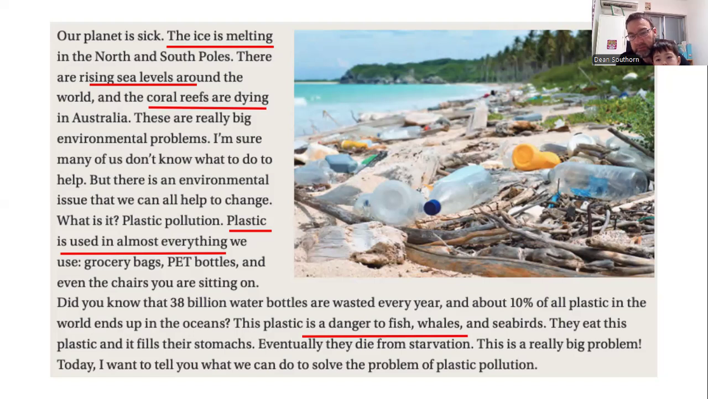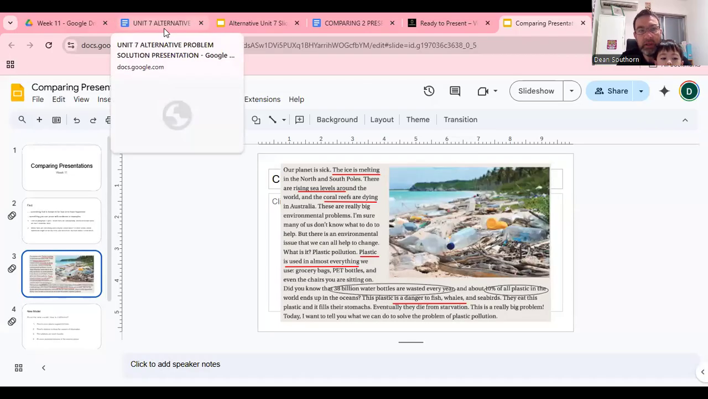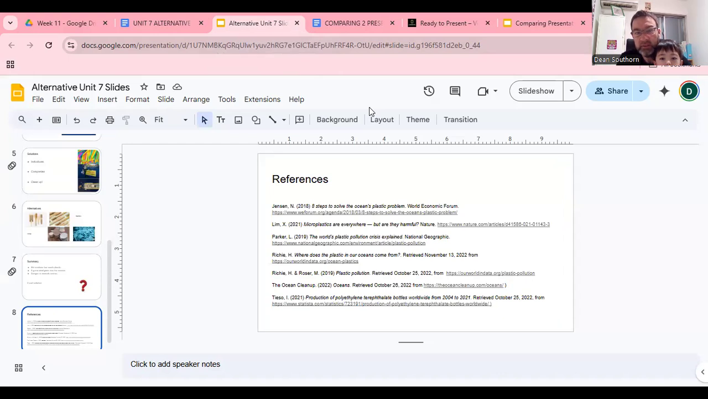However, there are some other facts here that usually involve data, such as this: 38 billion water bottles are wasted each year. And this, 10% of all plastic in the world ends up in the oceans. They're facts that we may not know. That's data that we should explain. And that's the main difference between the two presentations.